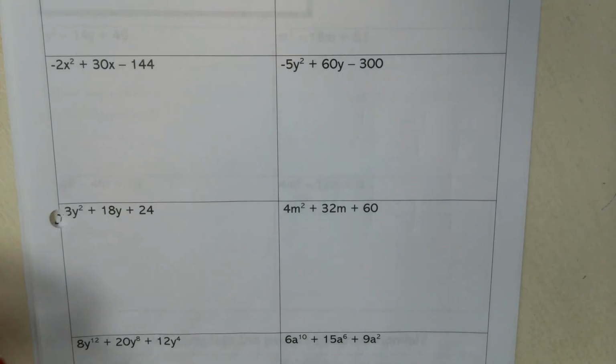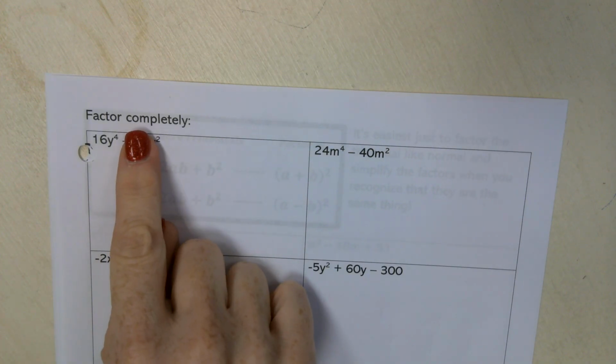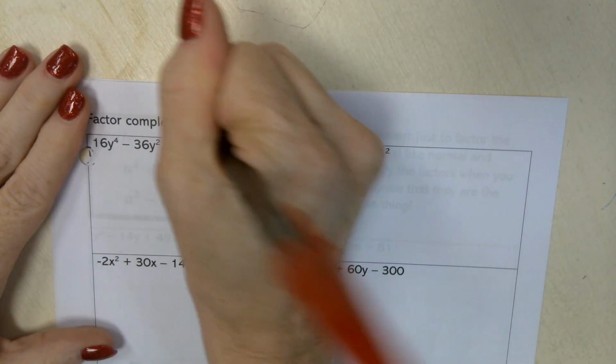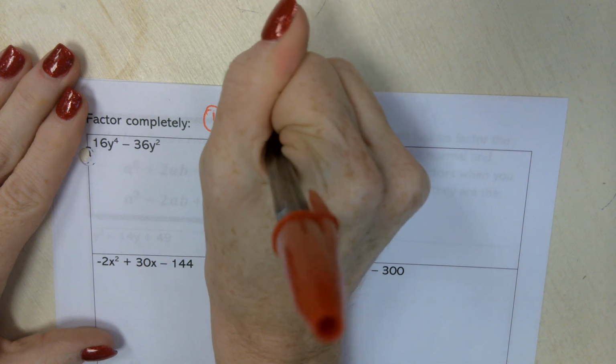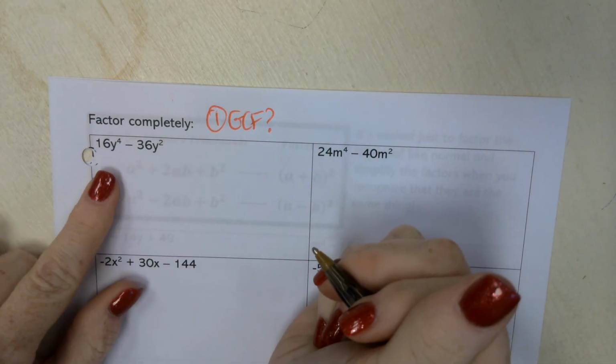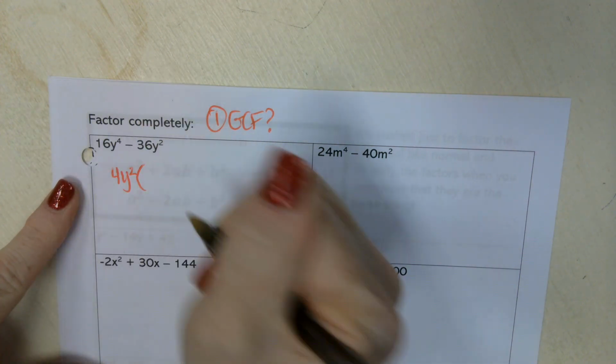All right, we're going to hop, skip, and jump through a lot of these. I'm not going to do many of them, but I just want to point out that sometimes when you think you're done factoring, you might have a little bit more to do. The first thing we always want to do is see if there is a GCF. Now, I know that I can divide out a 4y squared here.